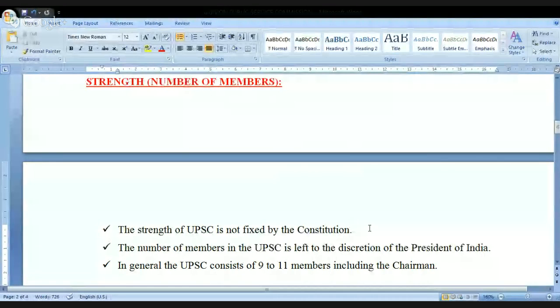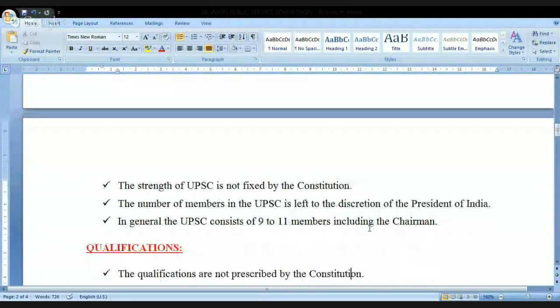So tomorrow, because of any reason, if the workload increases on UPSC, then the constitution has given the flexibility to the government of India so that the president can appoint some more members. Maybe because of that reason, the constitution has not fixed the numbers. Look at this in the examination, you should be very clear. If there is a question that what is the strength of UPSC, kindly remember that is decided by the president of India.